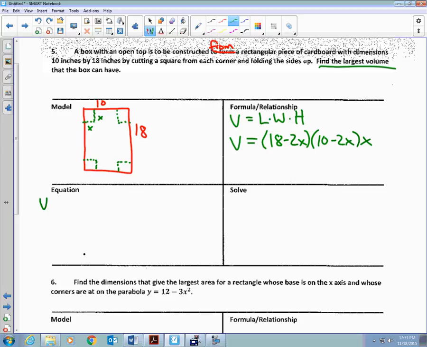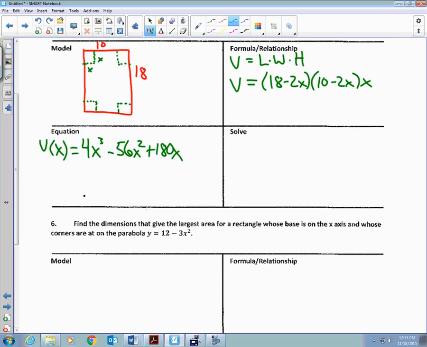So I have a function for volume in terms of the variable x. Let's multiply it out. What's negative 2x times negative 2x? And multiply by x, then at the end would be 4x to the third. We'll do our outside and inside terms. I have negative 36x and negative 20x makes negative 56, multiplied by the x would be x squared. And then 18 times 10 would give me 180 times x would be 180x.